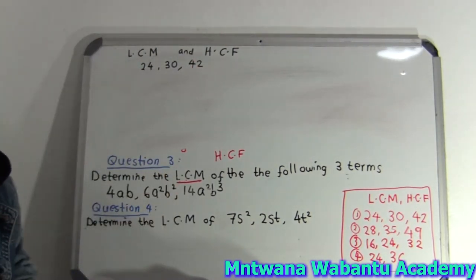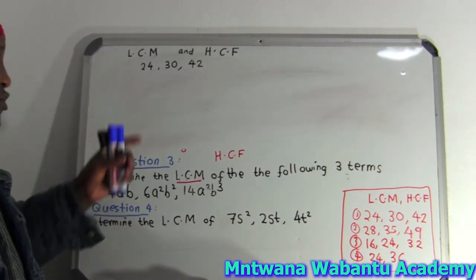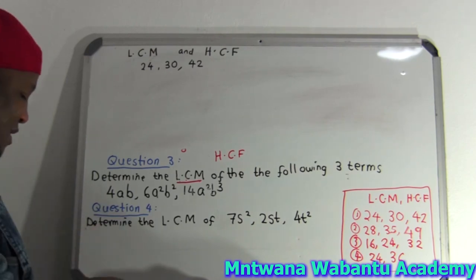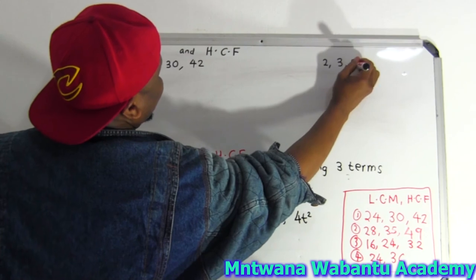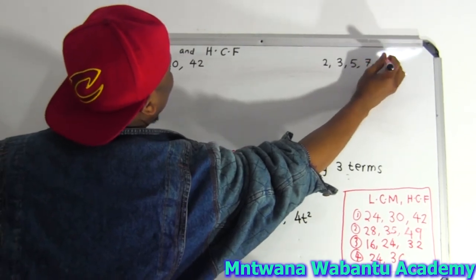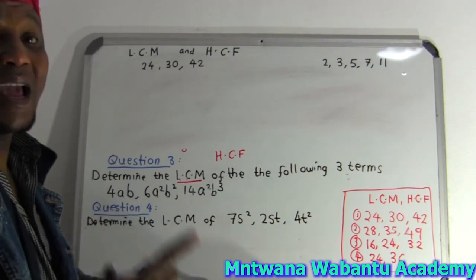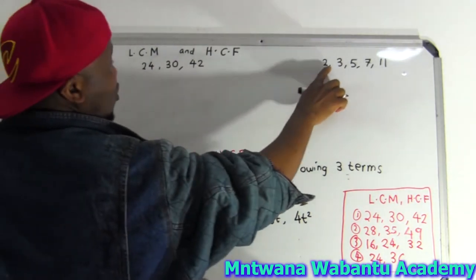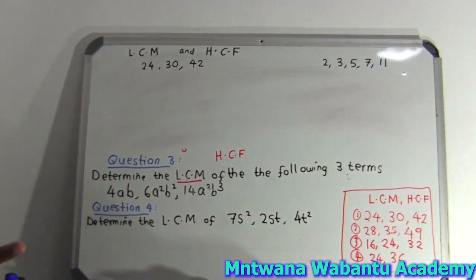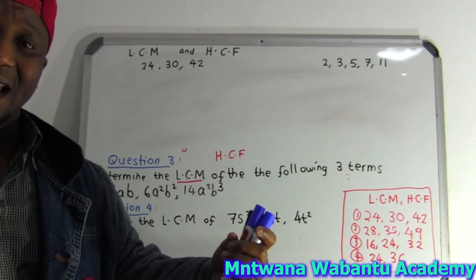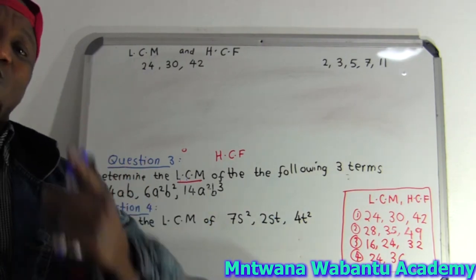So first and foremost, you need to know prime numbers, okay? Before you do this, you need to know the prime numbers. What is a prime number? The prime numbers are 2, 3, 5, 7, 11. A prime number is only divisible by itself and 1. That's what it is. What about 9? 9 is not, because 9 can be divided by 3 and we don't need that. Any prime number is only divisible by itself and 1.